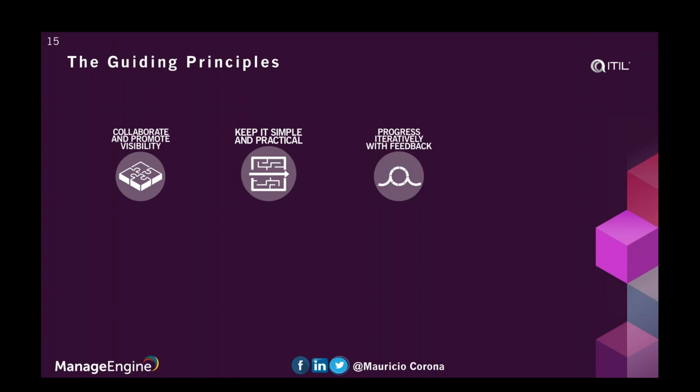The third one is progress iteratively and with feedback. Please do not try to do everything. Everything in the lean and agile world doesn't exist. You need to define what you are trying to address right now. So we need to move iteratively on every single new product or service. Now it's time to move iteratively, much faster than we used to do previously.